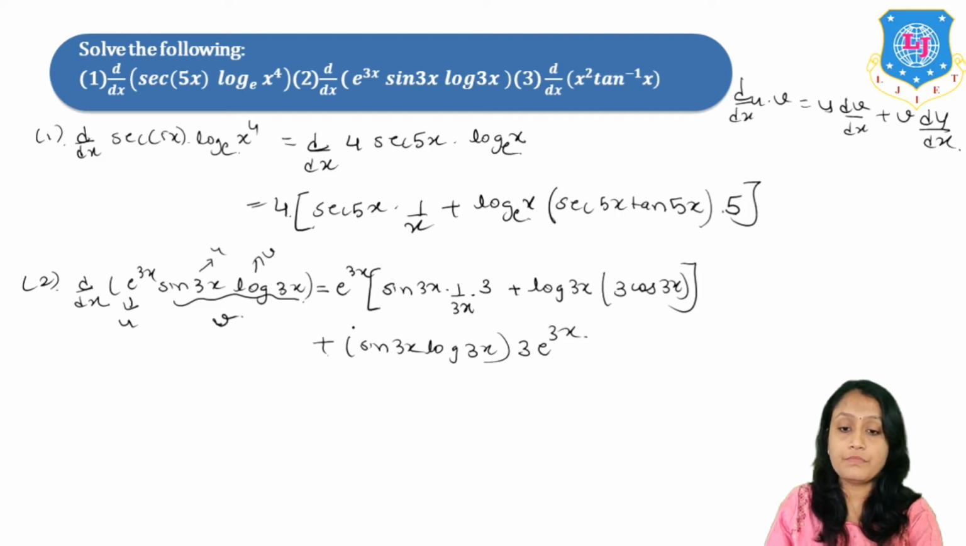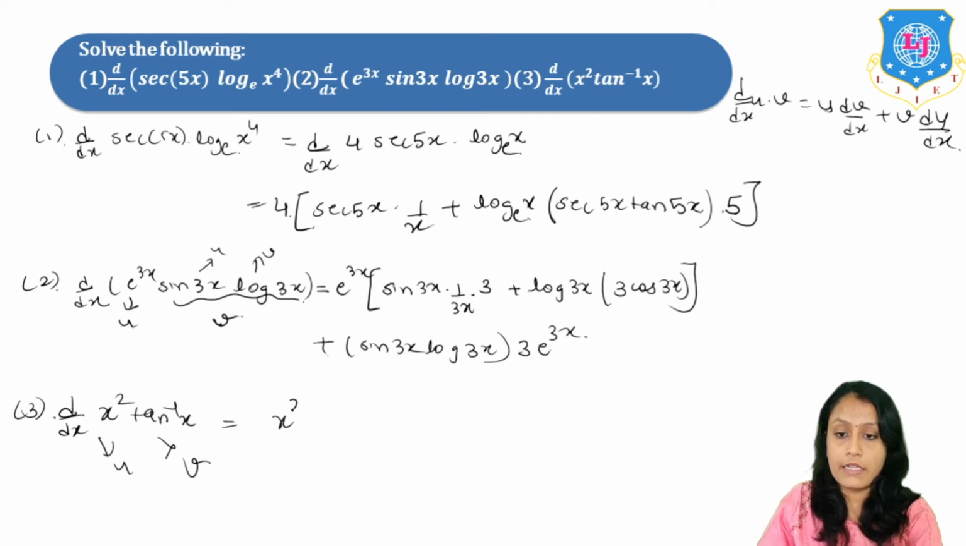Now let's solve the next example. d by dx of x square tan inverse x. Now again apply the uv rule formula. So this is your u, this is v. So first term as it is, derivative of second term, that is 1 upon 1 plus x square, plus second term as it is, and derivative of first term, that is 2x, right? So this is the uv rule method.